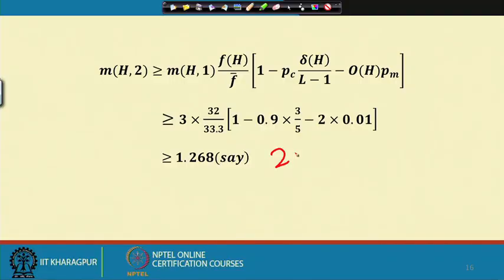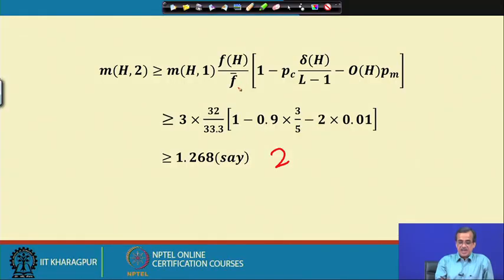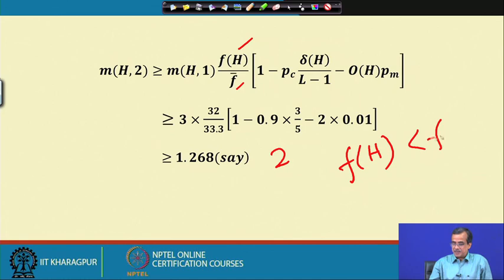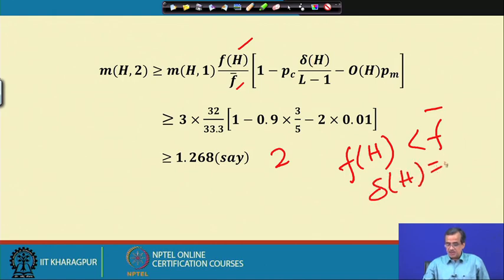Now, let us try to find out the reason behind this. To find out the reason, let us first concentrate on the f(H) and f bar. So, f(H) is the schema fitness and f bar is the average fitness. Here the schema fitness, f(H), is less than f bar, and moreover, if you look at the defining length, that is delta(H), delta(H) is equal to 3.